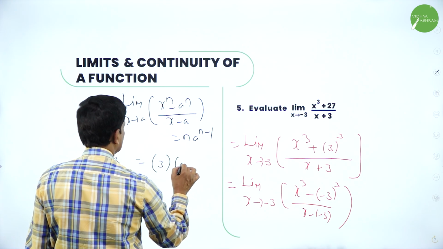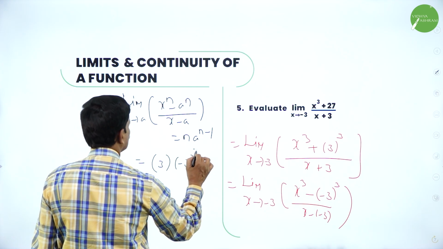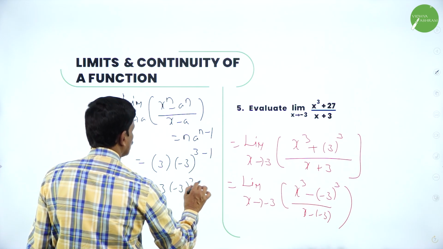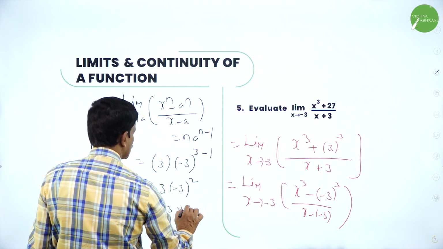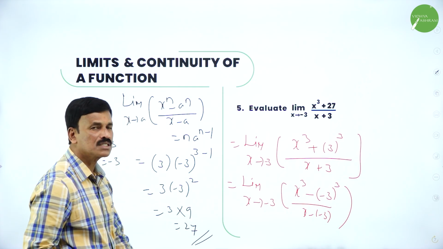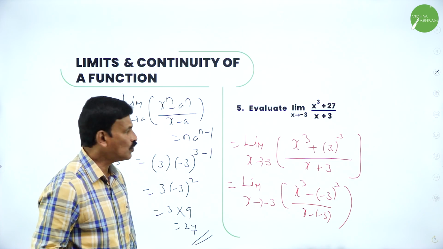n is 3 into a is minus 3 to the power of 3 minus 1. 3 into minus 3 whole to the power of 3 minus 1 is 2. 3 into minus 3 square is 9. 9 threes are 27. The simplified answer is 27. That's it. Now move on to the next problem.